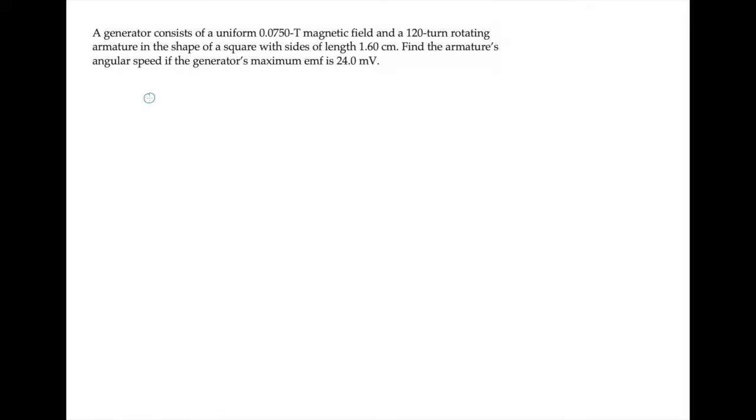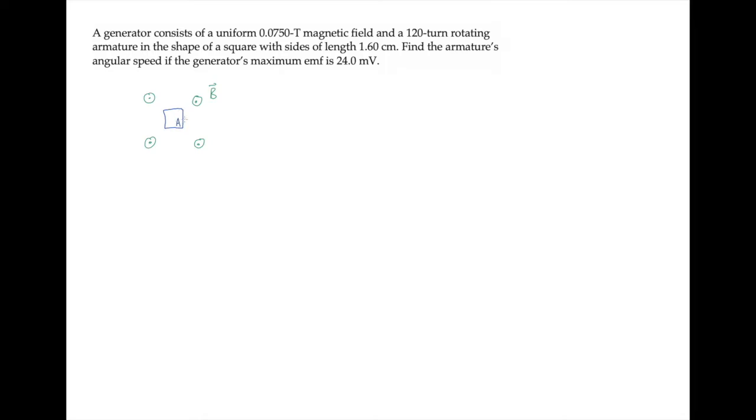The generator in this problem consists of a magnetic field and a rotating armature. I'll draw the magnetic field here in green, directed out of the screen towards us. The armature is in the shape of a square and it has 120 turns.